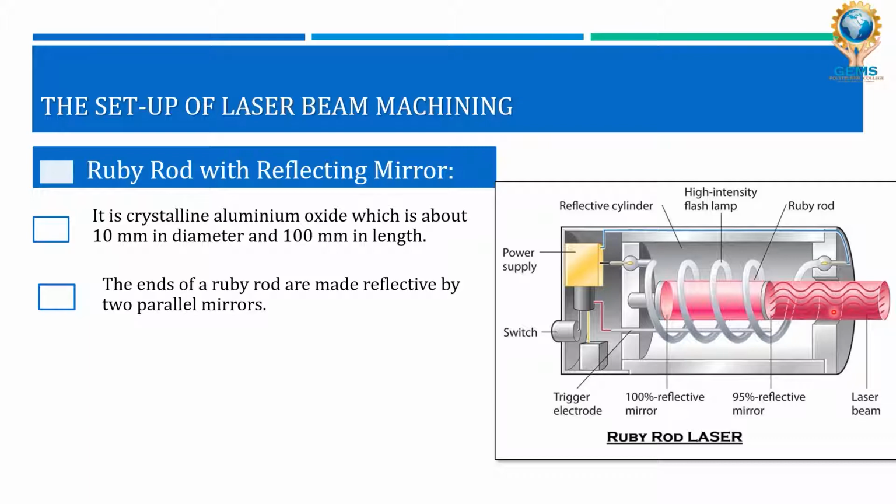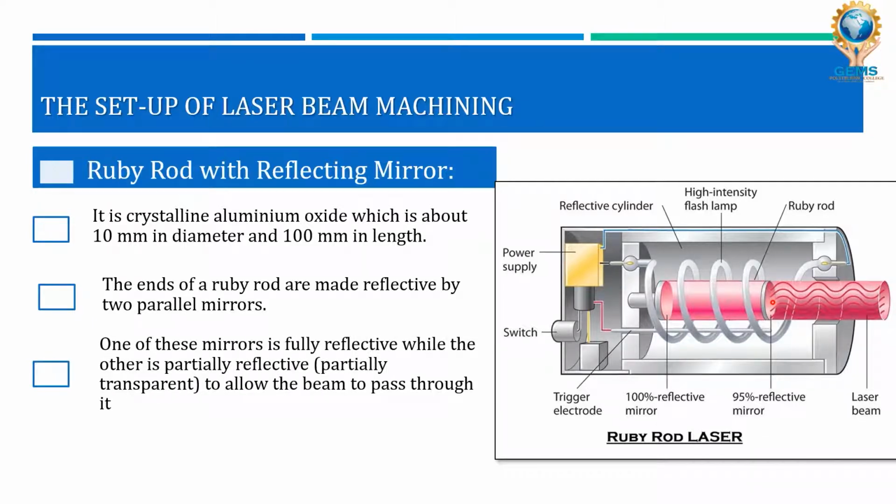The two ends of a ruby rod are made reflective by two parallel mirrors. You can see this is one mirror and this is another mirror. This mirror is 100% reflective, and this mirror is partially reflective or 95% reflective. So that when the photons emitted by the atoms are incident on the mirrors, they reflect and go back again. That happens continuously. A stimulated emission will happen, so that from the partially reflective mirror a beam of light comes out from the ruby rod, which is called the laser beam.